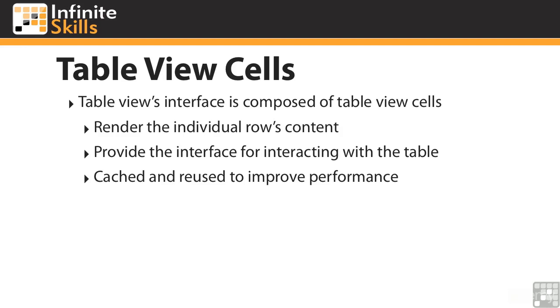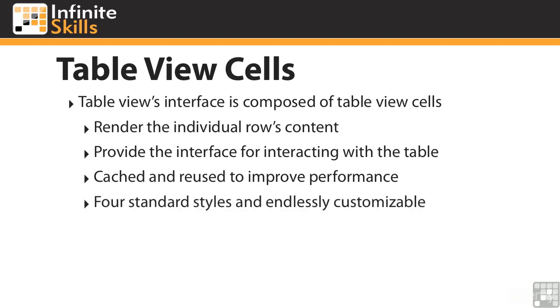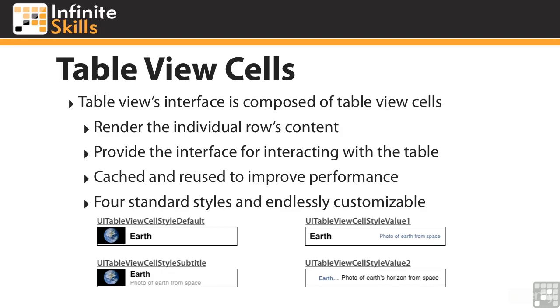You could have a table presenting 1,000 items, but it would be impractical to attempt to create 1,000 cell instances. You would likely exhaust your app's available memory if you tried to create that many cells. Instead, the table view will cache a small pool of them and reuse them over and over as the user scrolls through the list.